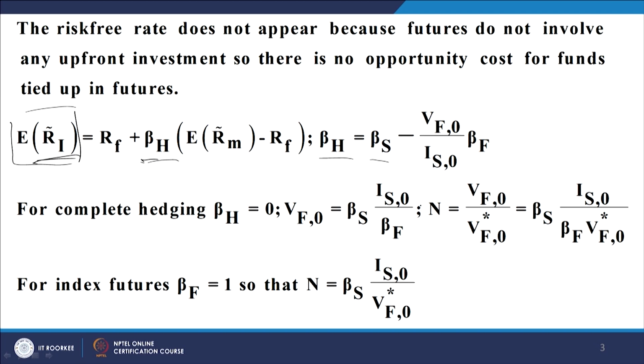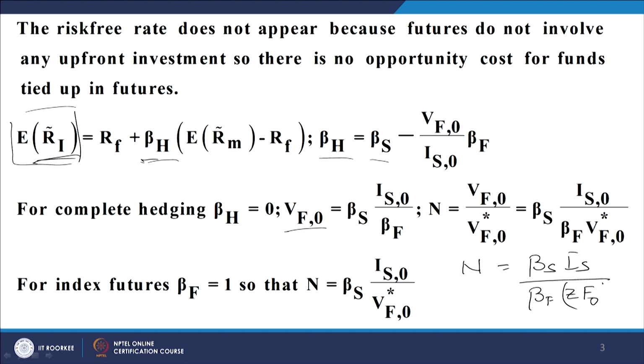Now, what about the number of contracts? The number of contracts is nothing but the value of the futures position divided by the value of one contract. What is the value of one contract? That is equal to the size of the contract or the lot size multiplied by the futures price per unit. So, at the end of the day, what do we get? We get n is equal to beta s into I of s divided by beta f into this value, which is nothing but z into f 0.